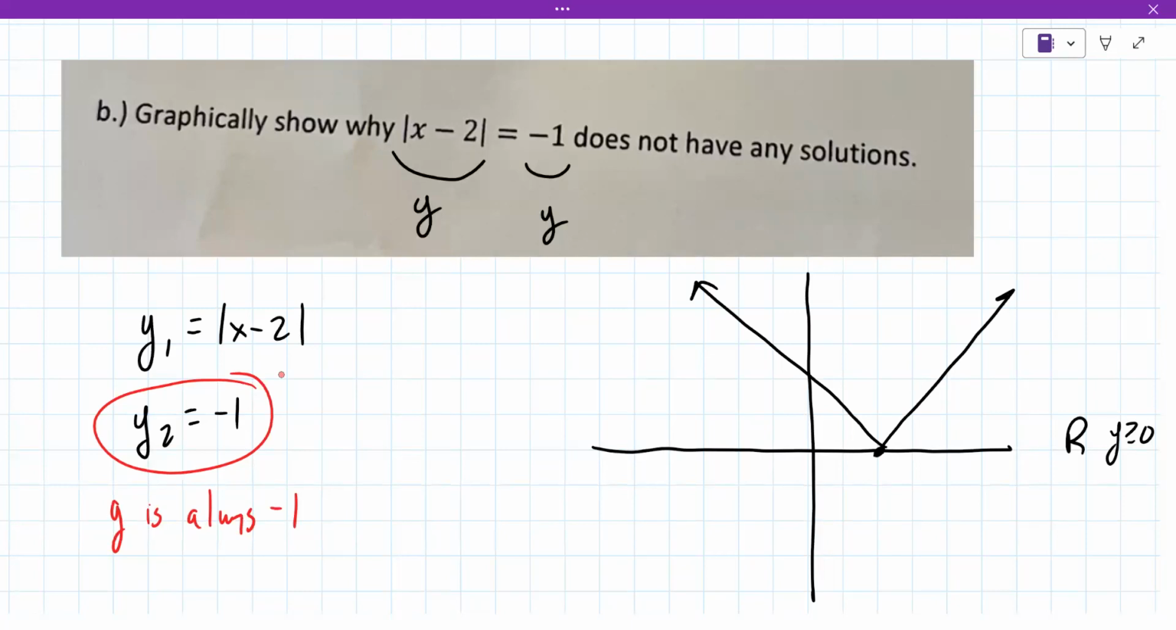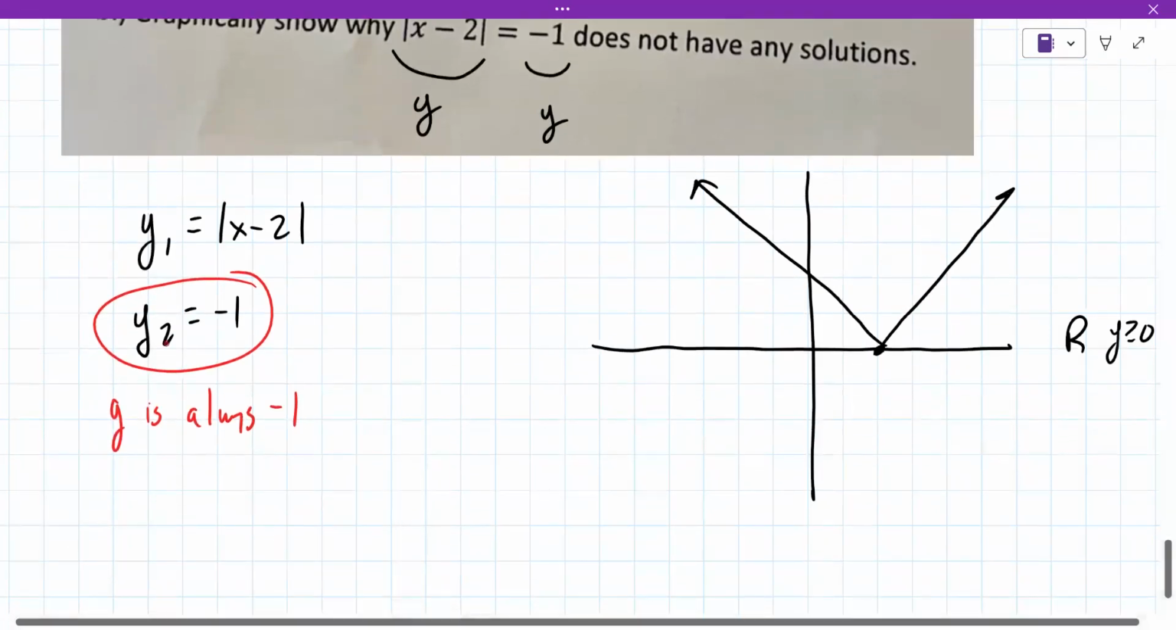I don't know if that helps, but that could lead you to what to graph here. I'm trying not to just give you the answer, but maybe you look back. All right, I'll give you one more hint here.